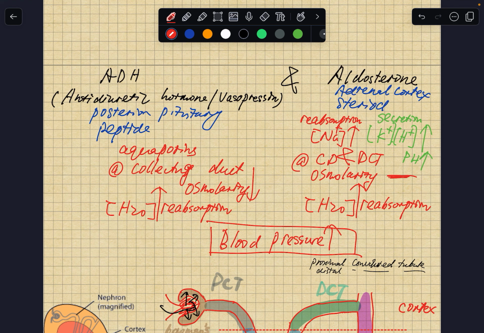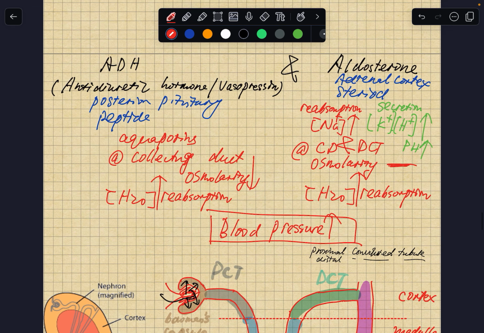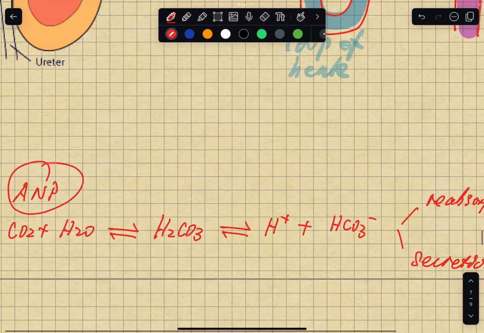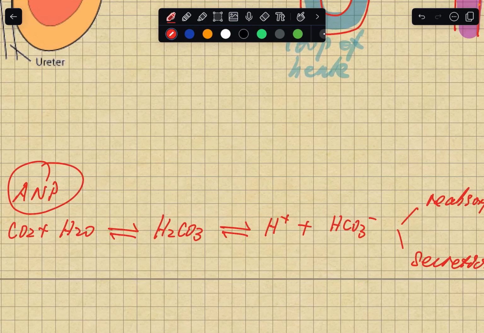Okay, all right. So now let's talk about ANP. What does ANP do? ANP basically suppresses ADH and aldosterone, okay? Which means what? Blood pressure will be decreased by the secretion of ANP hormone, okay?